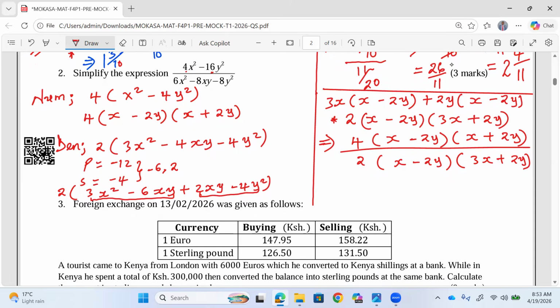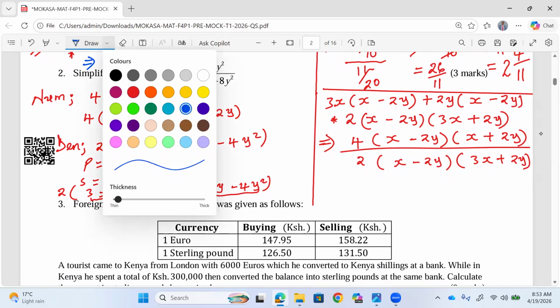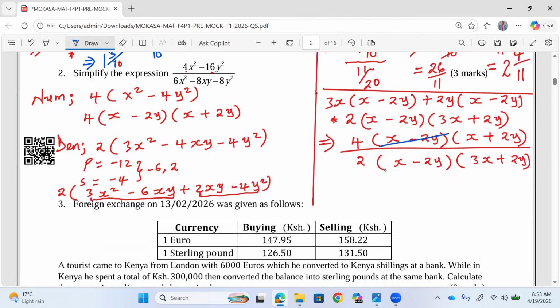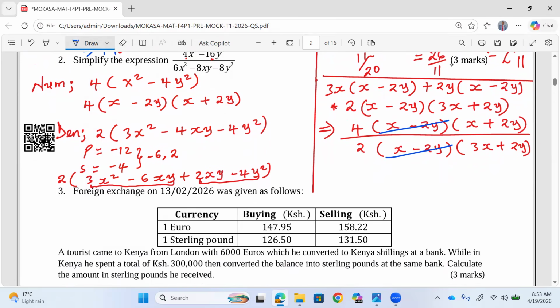So now we can check common factors. And if you are careful, you discover that this factor and this one shall cancel out. And also by 2, 1, by 2, 2. So this is 2, then we remain with x plus 2y out of 3x plus 2y. So this is now the simplest format. So that is how we were supposed to work out question number 2.